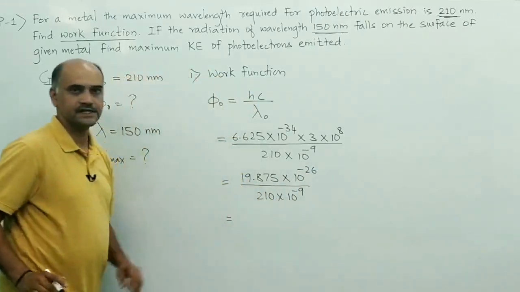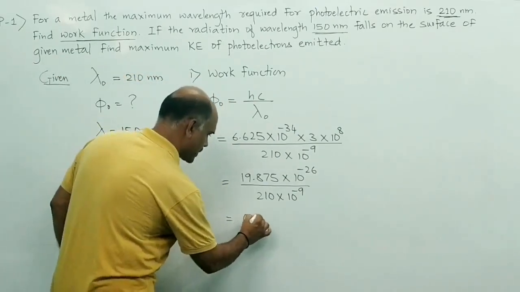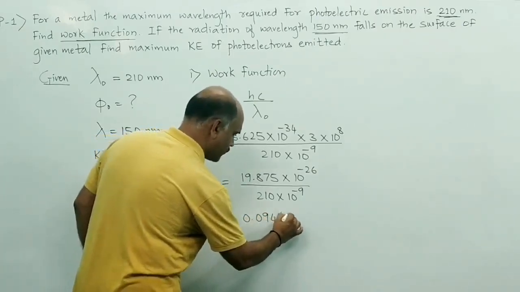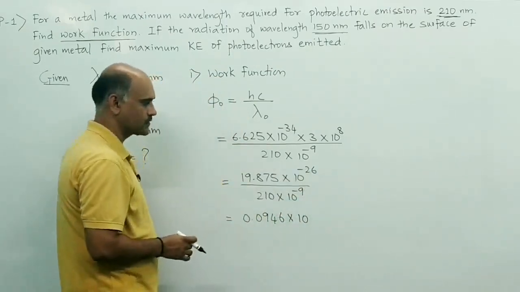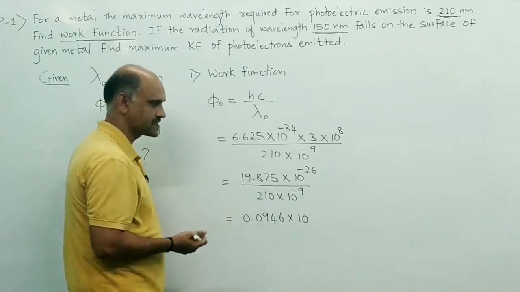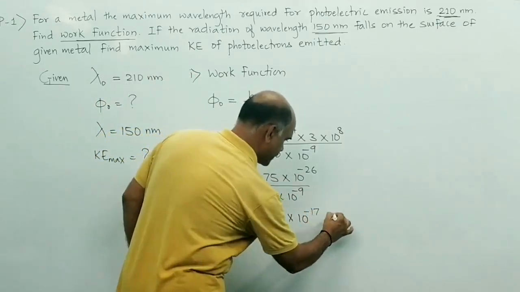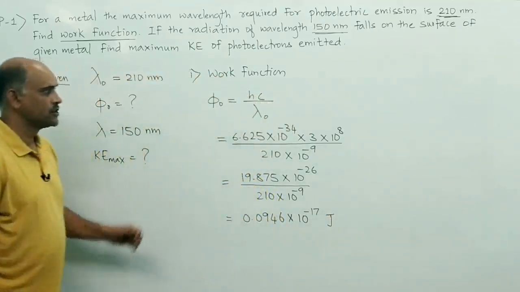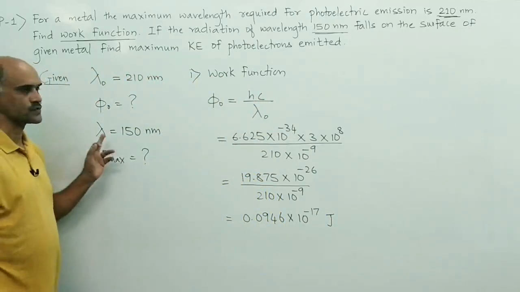If you divide this using a calculator, you will have the answer 0.0946 into 10 raised to, if you take this minus 9 to the numerator, it will become plus 9. So 26 in minus 26, if you remove 9, it will be minus 17. Units is joule. So work function is 0.0946 into 10 raised to minus 17 joules.